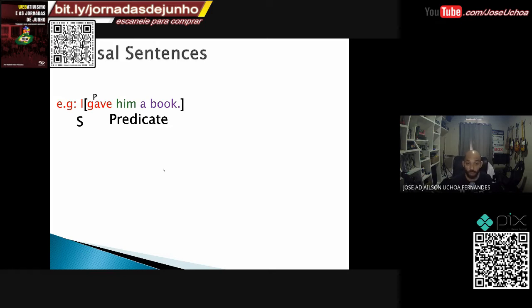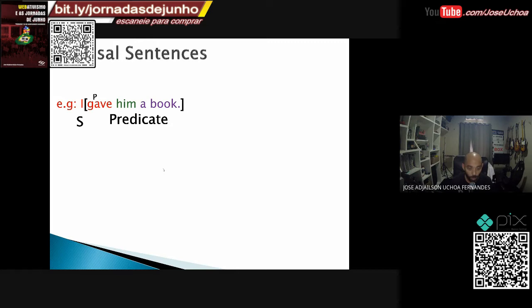I gave it to him. You inserted the preposition to, okay? But maybe to prove that a book can be replaced by it. So a book is a noun phrase. Do you all agree? Teacher, why is it a noun phrase? Because it can be replaced by a pronoun. And pronouns are the same entity as nouns. Do you all agree with that?